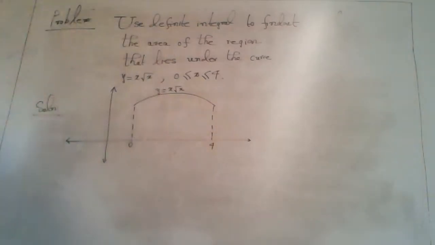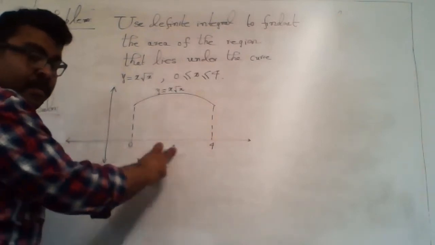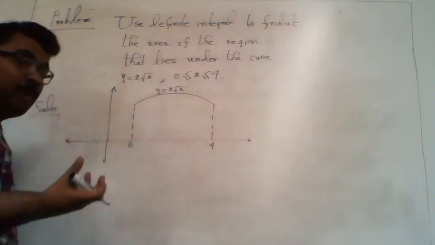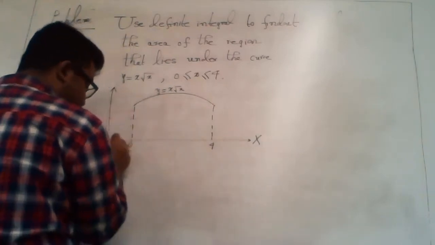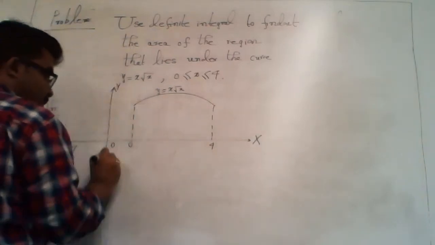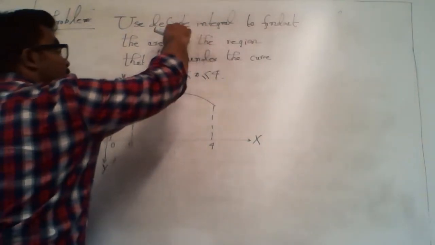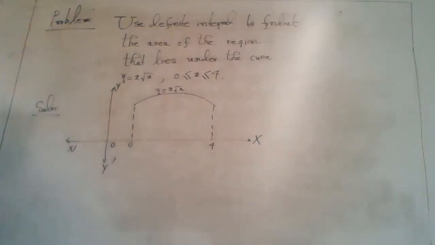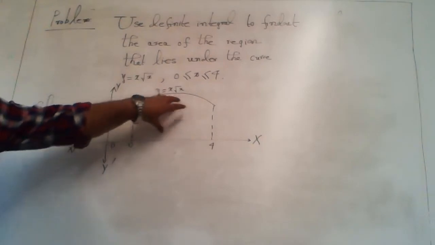You can choose any value of x between 0 and 4, choose 1, 2, 3, 4, and put it in this function. You will see that you will always get a positive value. What does that mean? This curve lies above the x-axis. This is the x-axis, this is y. So what is my aim? My aim is to find out this area. The problem is to use definite integral to find the area of the region that lies under the curve, and that means I need to find out this area.